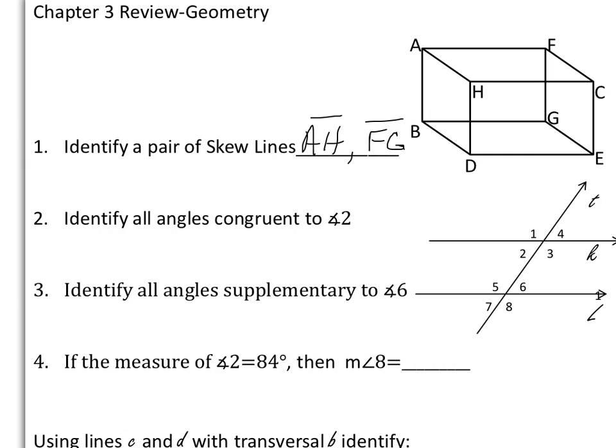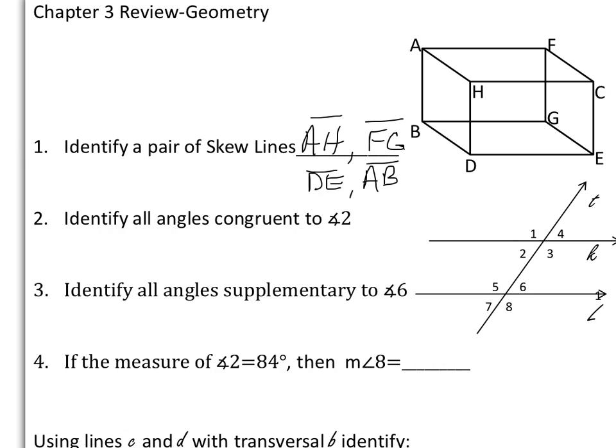That's only one example. If I choose, let's say, DE, we want to know a line skew to DE. Well, how about AB? Non-intersecting and not coplanar.